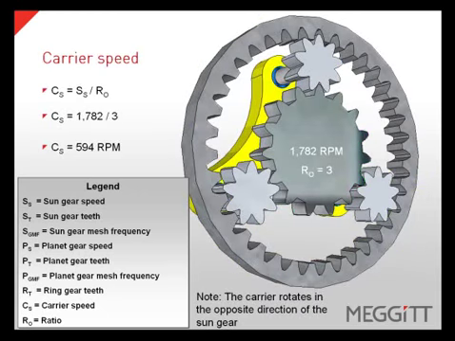Now that we know the ratio, we can calculate the carrier speed. The formula for calculating the carrier speed is the sun speed divided by the ratio. So for our example, we would take the sun speed of 1782 and divide that by our ratio, which is 3. This gives us a carrier speed of 594 RPM. Remember, the carrier rotates in the opposite direction of the sun gear.